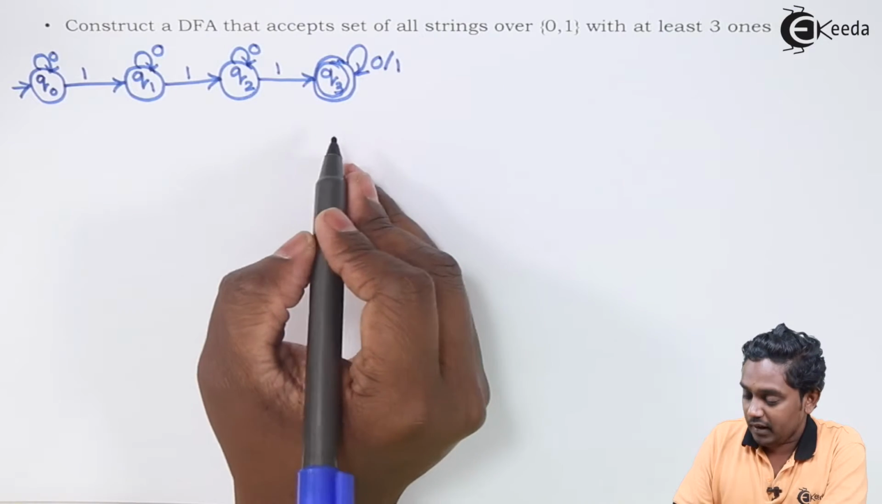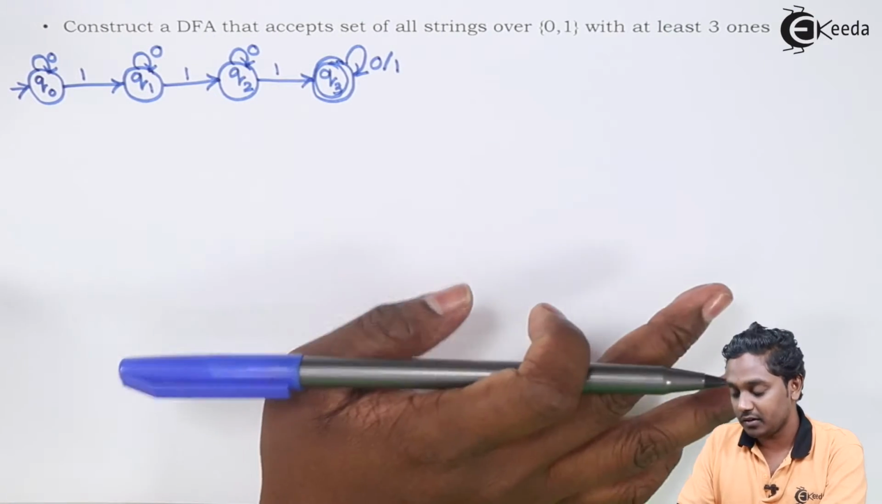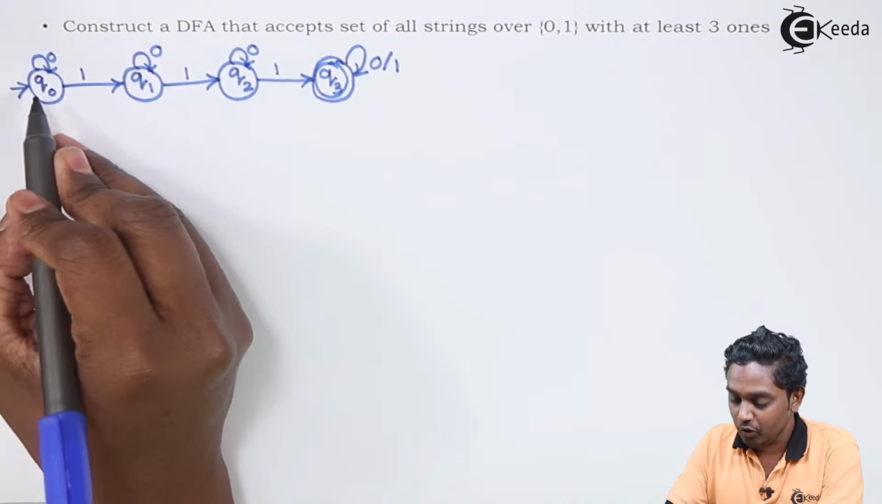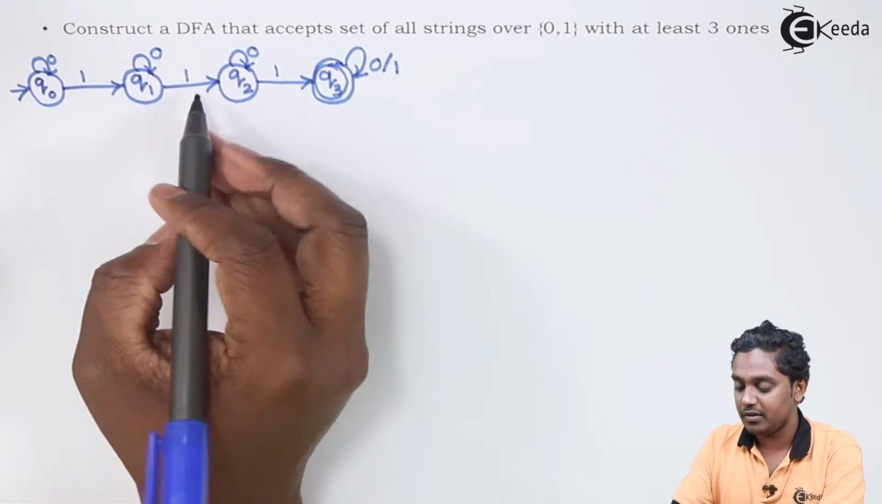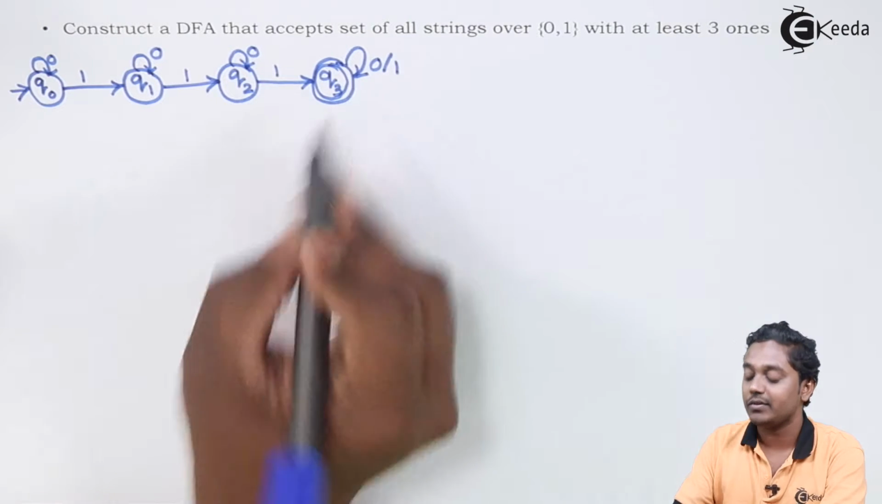This DFA will exactly accept those strings which have 3 ones in them. Example, let's say 0 1 0 1 0 1. So 0 will have a transition to Q0, 1 will have a transition here, 0 will have a transition here, then again 1, then again a 0, then again a 1. It will reach the final state.